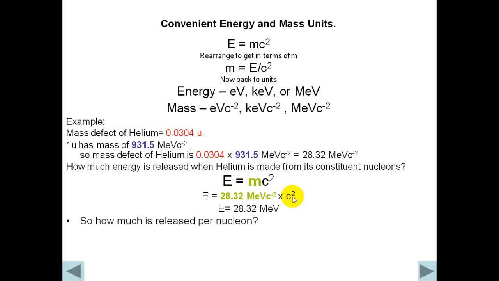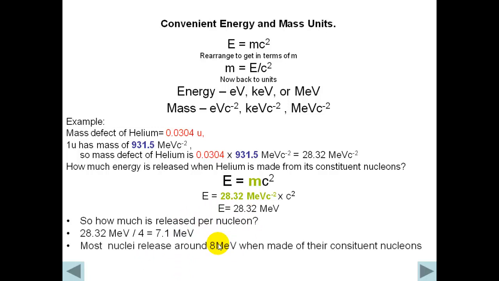So that was in producing a helium nucleus, 4 nuclear particles joining together. So how much is released per nucleon? If 28.32 MeV is released in producing the helium nucleus, and that's 4 nucleons, how much energy is released per nucleon? Just divide by 4. And we end up with helium having an energy released per nucleon of 7.1 MeV. In fact, most nuclei, when they're formed from their constituent nucleons, release around 8 MeV.